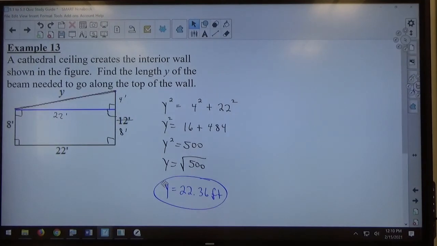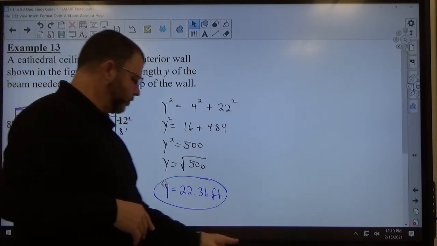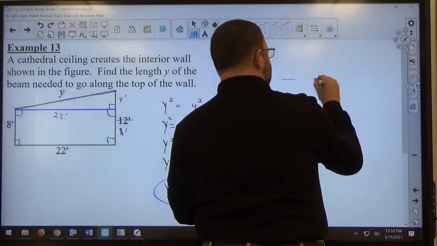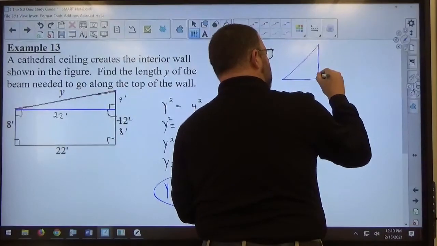So that's just an application of right triangles. Again, right triangles in general, the Pythagorean theorem, when we know two sides out of the three. In a 45-45-90 or a 30-60-90, we have these special relationships that we saw in the first two examples in this section.